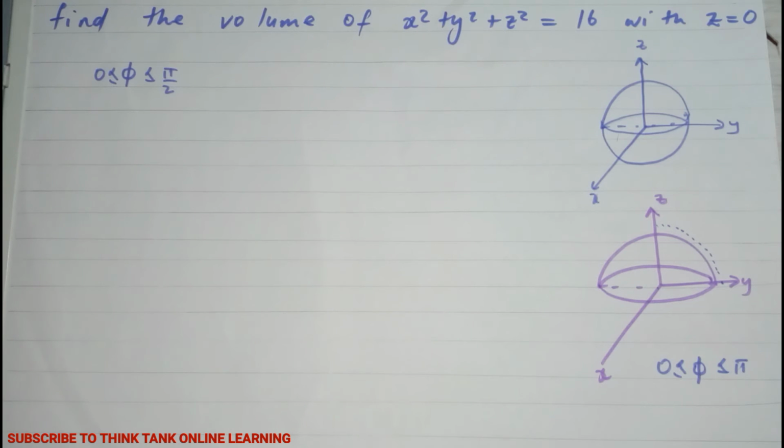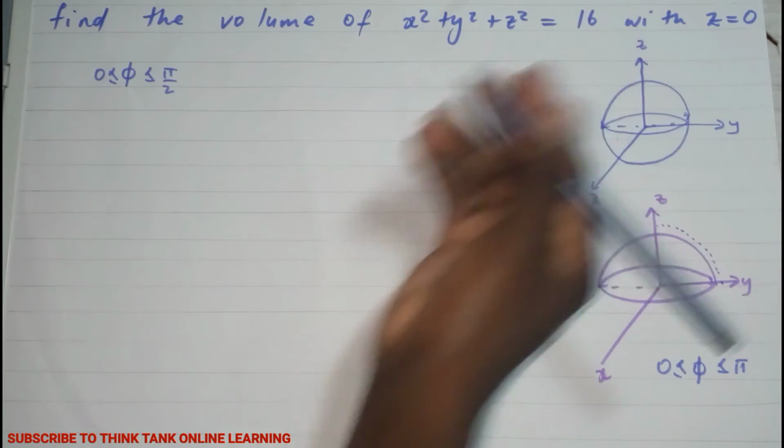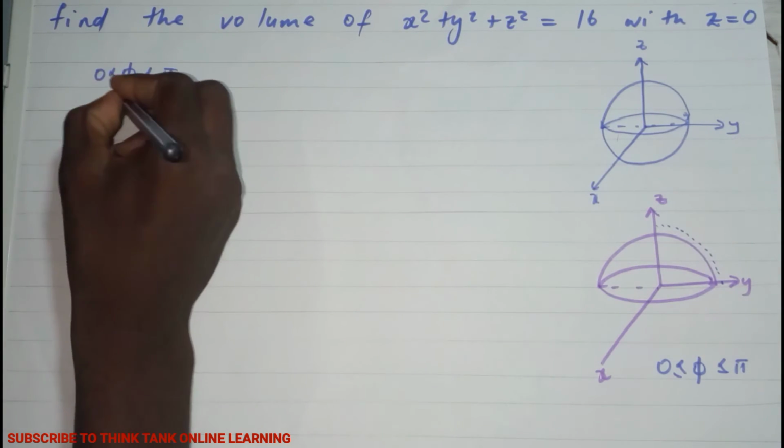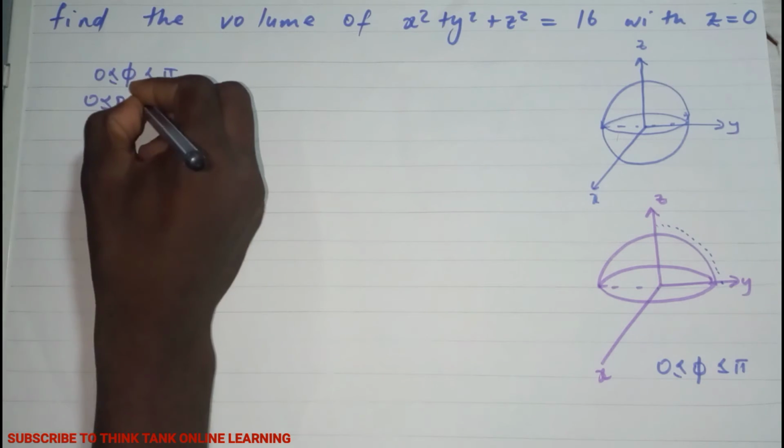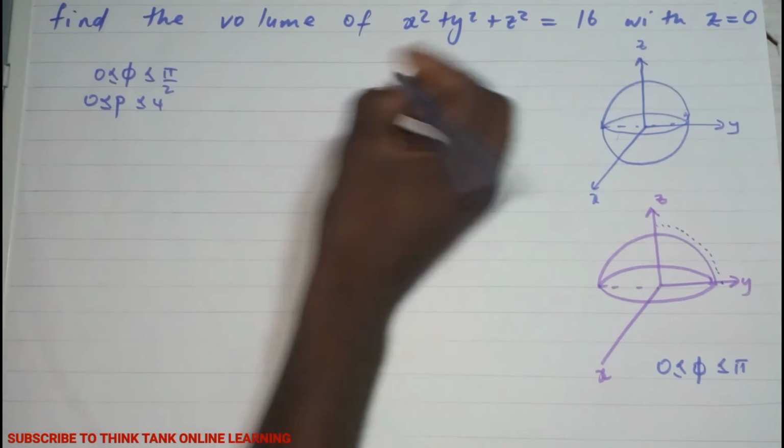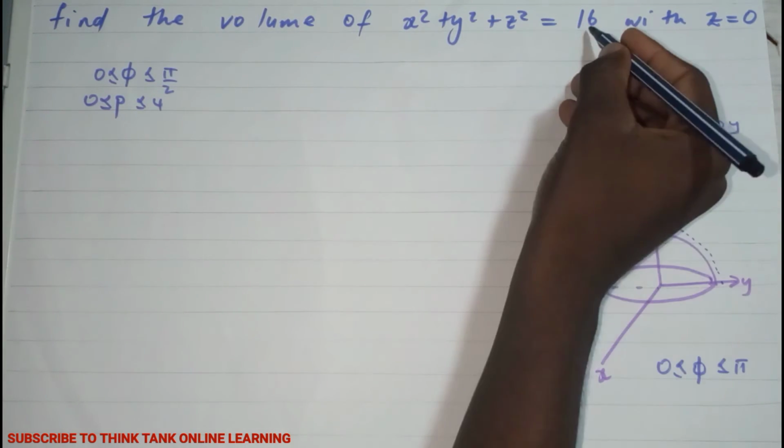So you see, it's the same sphere. We're going to find it using the integral, and then we're going to find it using the general formula. So what is rho? Rho is equal to 4. Rho ranges from 0 to 4, since we said r, this is rho squared.